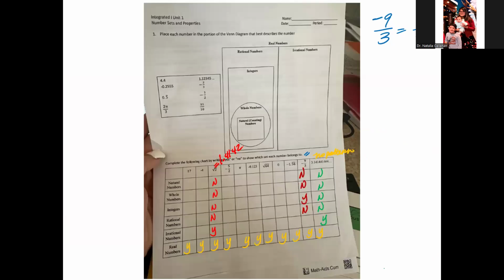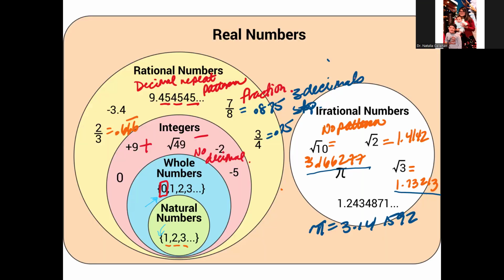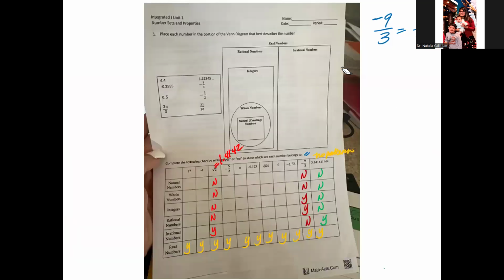It's an integer, which means it cannot be a natural number. It cannot be a whole number, but it could be a rational number, and it's not an irrational number. Because look, do you see how integer is in rational number? So if it's an integer, it's a rational number. But is integer in whole number? No. Do you see how that works? Okay, go on to the next one.